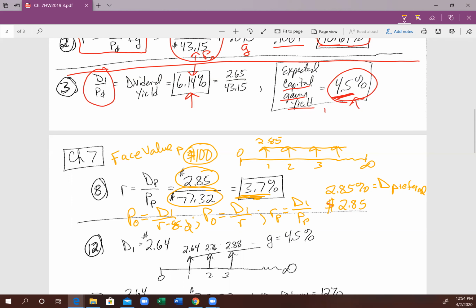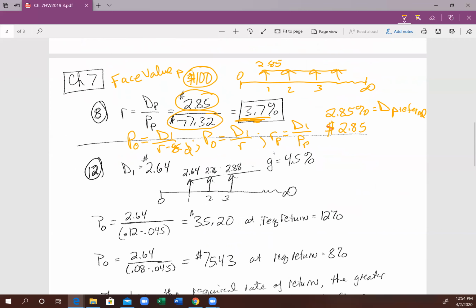So preferred stock is kind of super easy in that respect because growth is always 0. So companies that pay a preferred dividend, you get the same amount each year, even if the company does better. Unlike common stock, which we're sharing in the profitability.